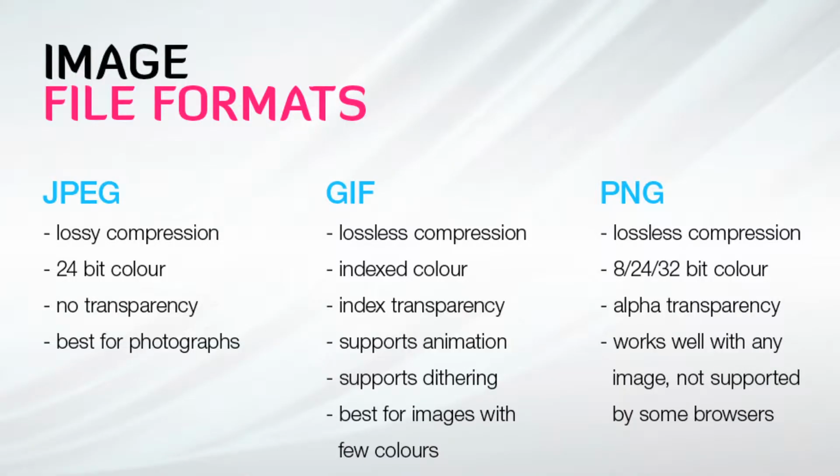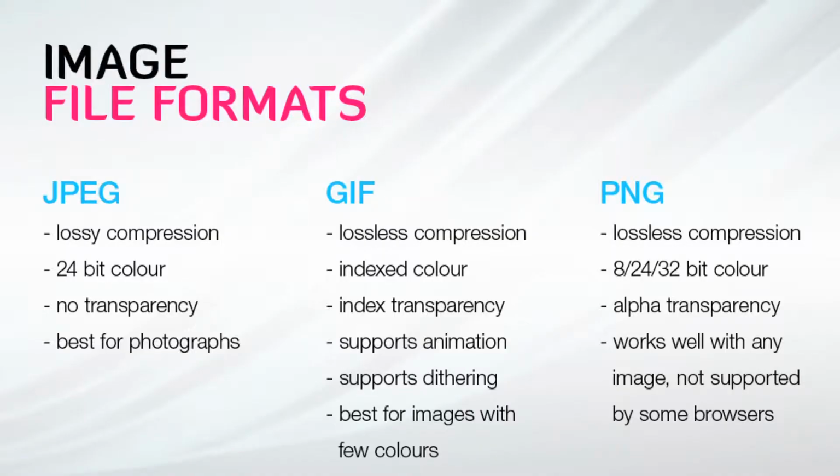It's too large. So JPEG is a form of lossy compression, meaning that when it compresses, it loses quality. It supports 24-bit color. It doesn't support transparency. Its best use is for photographs.